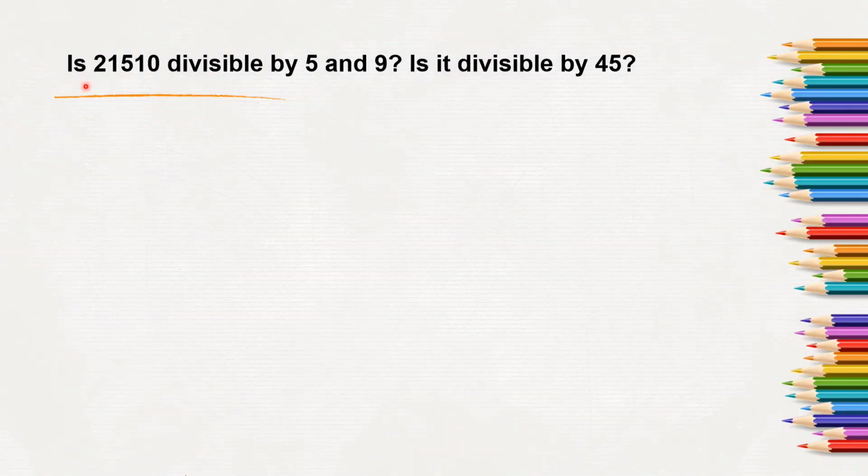Next question is, 21,510 is divisible by 5 and 9. Is it divisible by 45 is the question. First, let us find out whether the given number is divisible by 5 or not. As it's ending with 0, it is divisible by 5, right? If it is ending with 5 or 0, that means the whole number is divisible by 5.